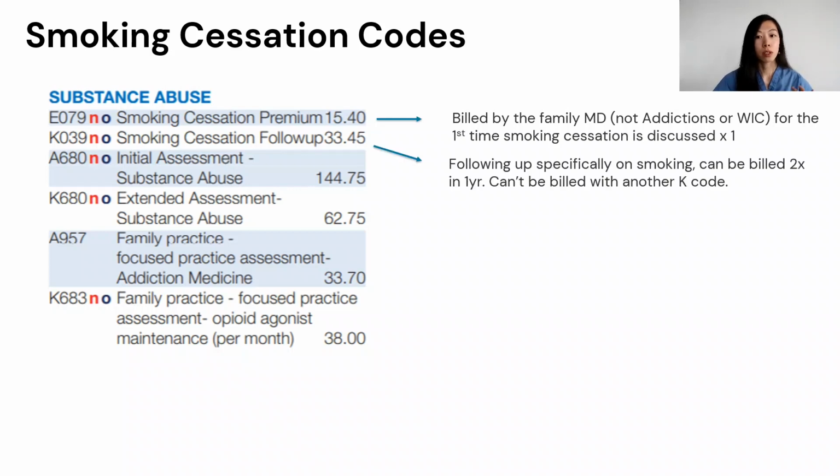Your K039 is for follow-ups. So you can bill it 2 additional times in 1 year. So this is specifically when you bring that patient in for a follow-up to talk about, oh, how was your nicotine patch? Or are you interested in starting a nicotine patch, for example? And it can't be billed with another K code. And you can't bill it with an A007, unless the A007 is for something else not related to smoking, like a rash or something, for example.